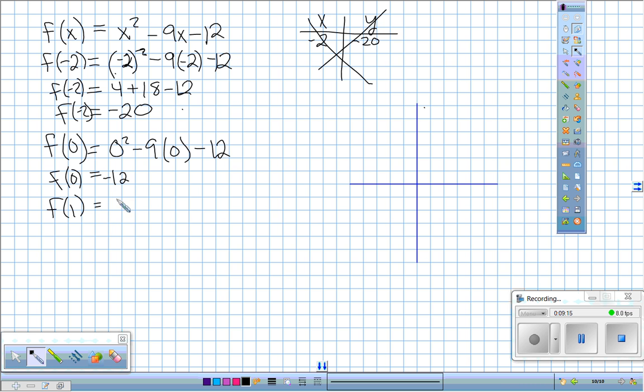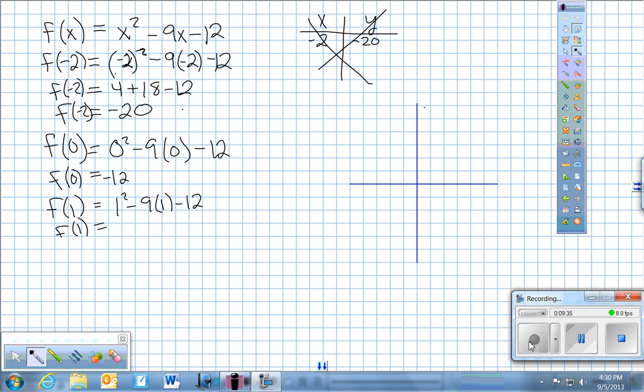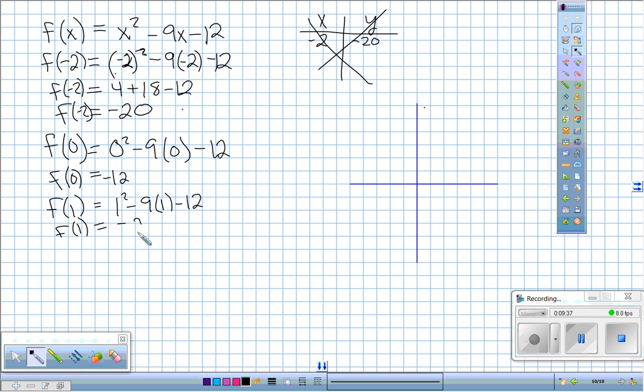So f of 1, I will have 1 squared. Since this is positive, I don't really need to worry about writing parentheses around it. Minus 9 times 1 minus 12. So f of 1 will be 1 minus 9 minus 12. So that will be minus 22. Just kidding, because it's a positive 1. So that'll be minus 20, because that'll give us -21 plus 1. So -20.